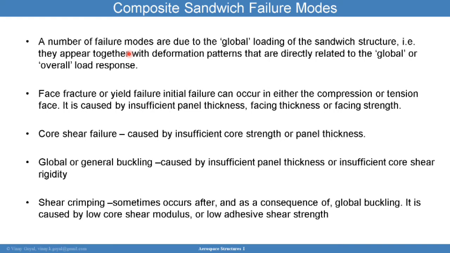You can also have a general type of buckling instability, where the panel thickness is not sufficient and the core shear rigidity is not sufficient. So combined, you could get a lower buckling capability. I already covered buckling earlier, but it's something to keep in mind. Shear crimping sometimes occurs as part of buckling, and it is usually caused by low core shear modulus and low adhesive shear strength.